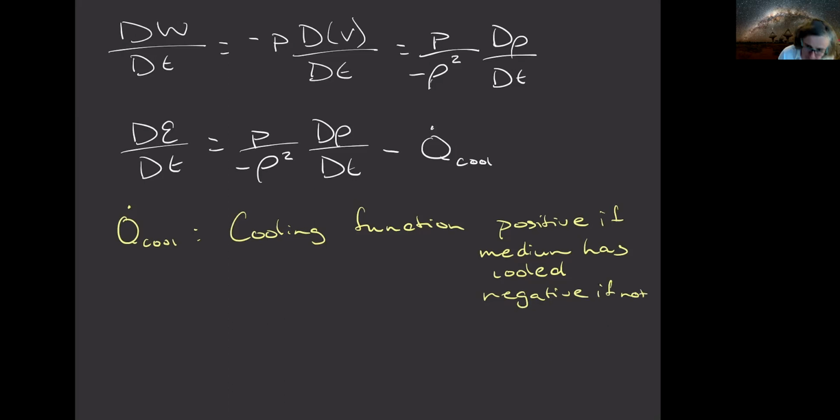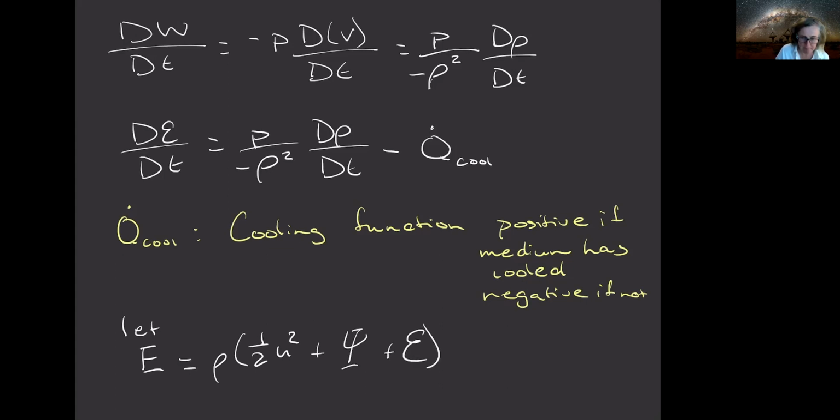Okay, so from there, we want to let the total energy of the system be equal to the density of the system plus 1/2 u squared. That's obviously the kinetic energy term. Then we have a potential energy term, and we have an internal energy term.